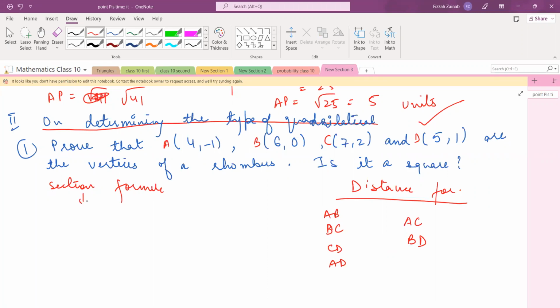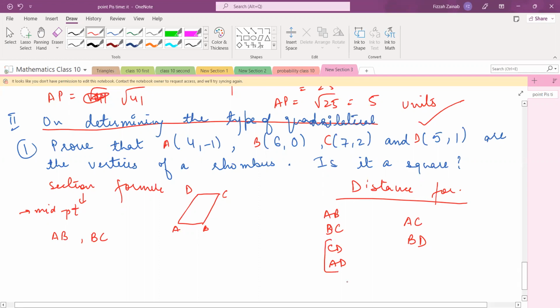Now, if you start from the section formula and you find the midpoints here, and if they are the same, that means it's a parallelogram. So any general parallelogram I'm drawing, let's say this is my parallelogram ABCD. It is a property of the parallelogram that the opposite sides are equal in length. So I don't have to find all the sides. I'll simply find AB and I simply find BC. That's it. Okay, ma'am, that saves this calculation. This you don't have to do because you have already shown it's a parallelogram.